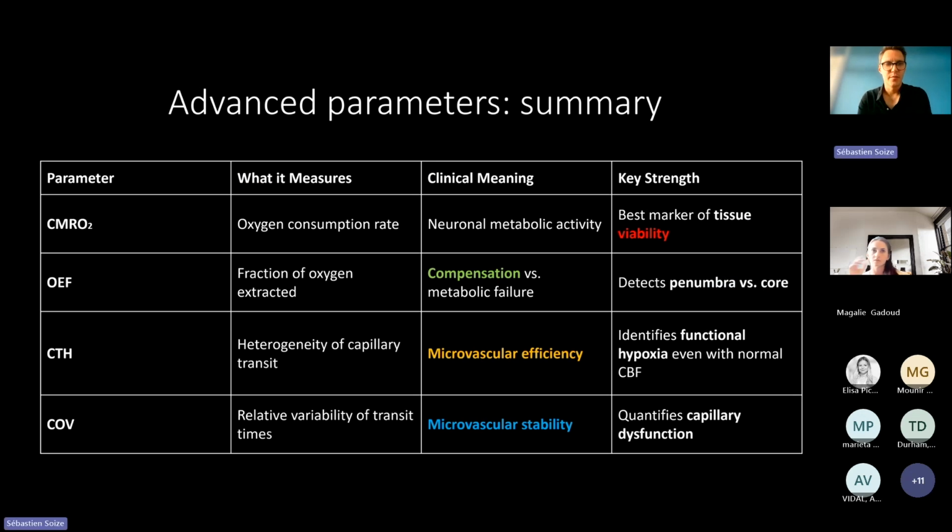Here is a small summary. Finally, you can use CMRO2 for the viability assessment of the brain. OEF is a marker of your compensation. CTH is your microvascular efficiency, so the microcirculation, and COV is kind of close to the CTH, it is the microvascular stability.